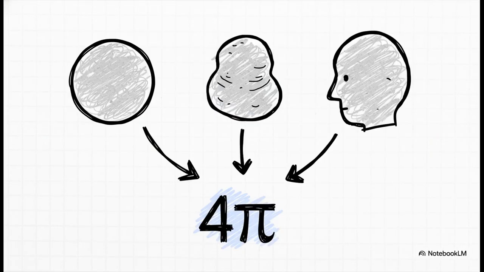And we can even put a number on it. For any sphere-like shape, because its Euler characteristic is 2, the Gauss-Bonnet theorem tells us its total curvature must be a constant value, 4 pi. It doesn't matter if it's a perfect sphere, a lumpy potato, or even, roughly speaking, your head. If it has no holes, the total amount of bend is locked in at 4 pi.